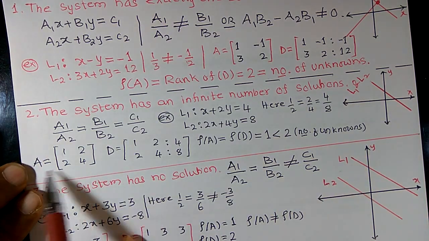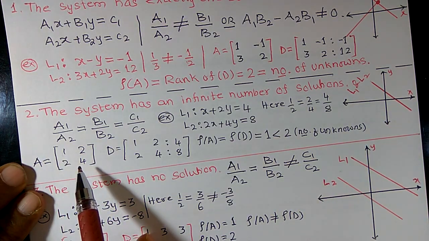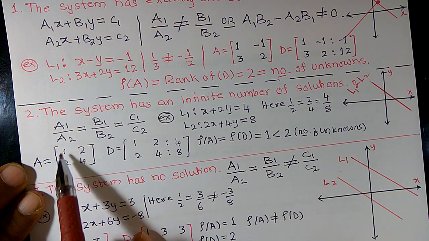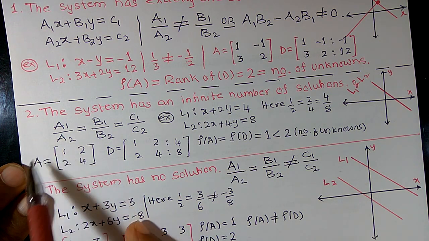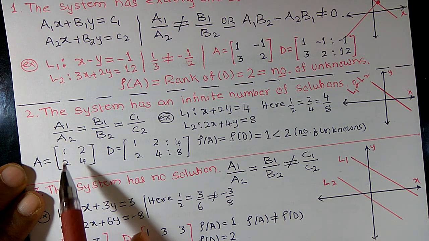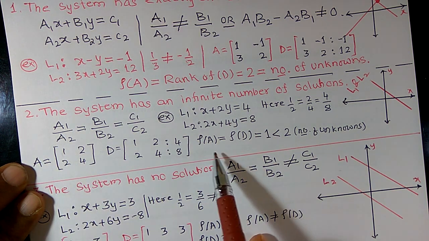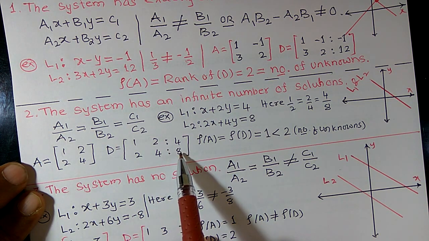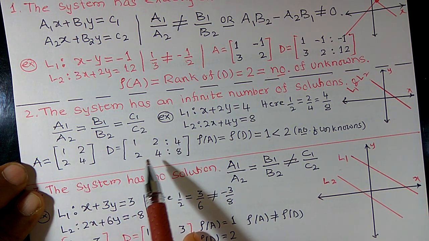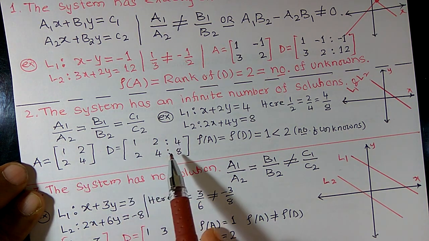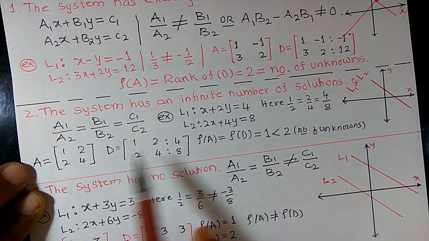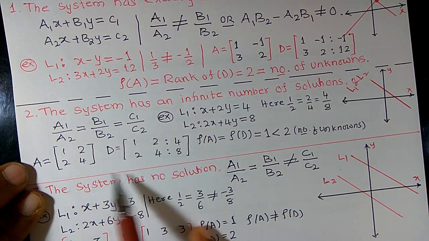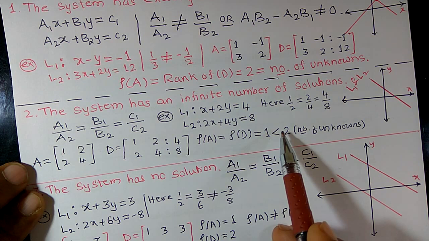Or you can verify the rank of A: 1 into 4 is 4, 2 into 2 is also 4, 4 minus 4 is 0. So the minor of order 2 is equal to 0. Therefore rank of A is 1, as the minor of order 1 is not equal to 0, right? So rank of A is 1. Similarly, for the augmented matrix, 2 into 8, 16, 16 minus 16 is 0, 1 into 4, 2 into 2, 4. All possible minors of order 2 are equal to 0. So therefore the rank of the augmented matrix is also 1 and is less than 2.